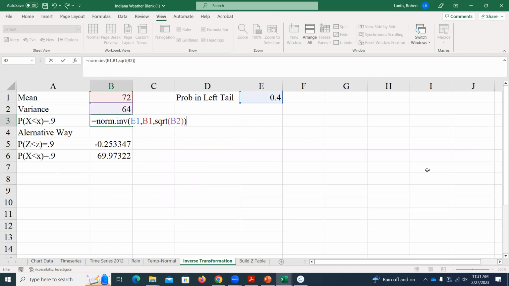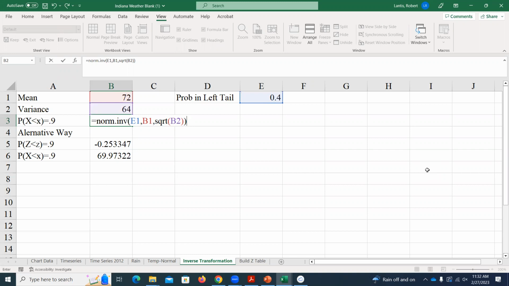So you'll notice these norm.dist, norm.inv functions, they always want the standard deviation. So it probably is better practice than what I'm doing here to also have a cell where you just put the standard deviation, so it's a little bit easier to just click on it. Any questions? So hopefully this is going to give me the exact same test score.